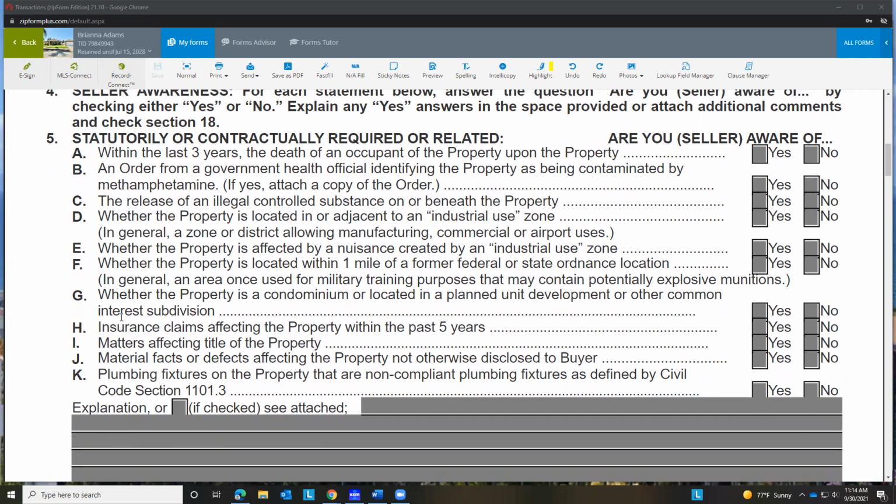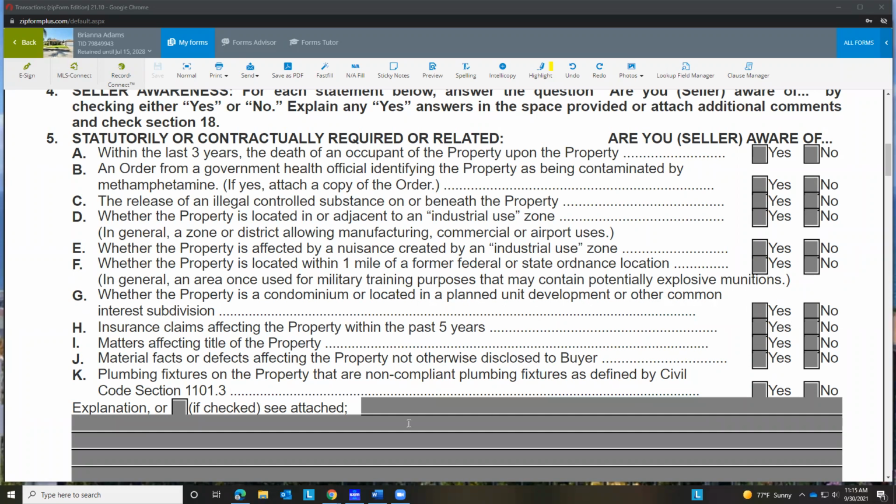For those of you on this call that have done files for years, I bet you can tell me that there's a lot of people that answered no to every one of these questions that you're thinking now probably should have been a yes. Whether the property is a condominium or located in a planned unit development or other common interest subdivision. Okay, this is a yes.